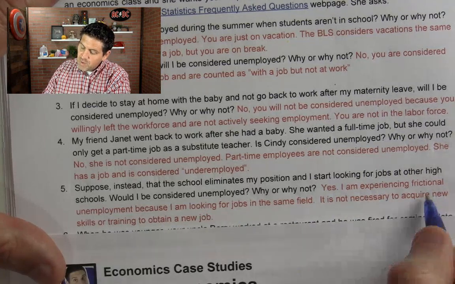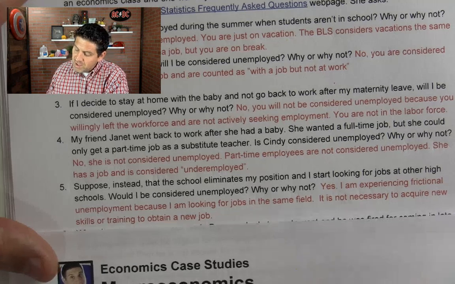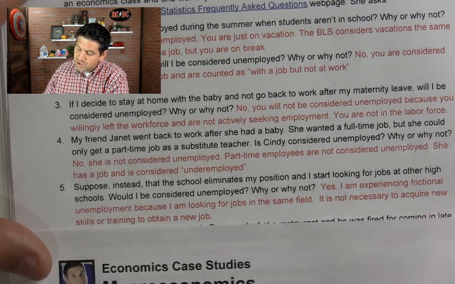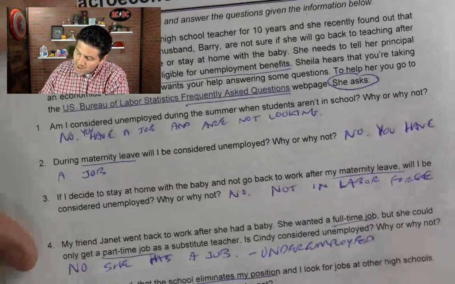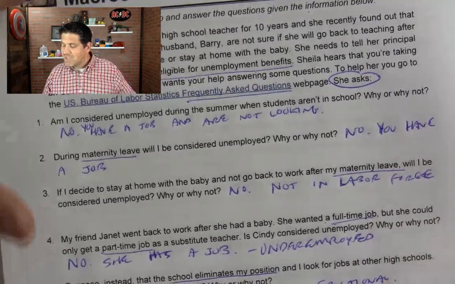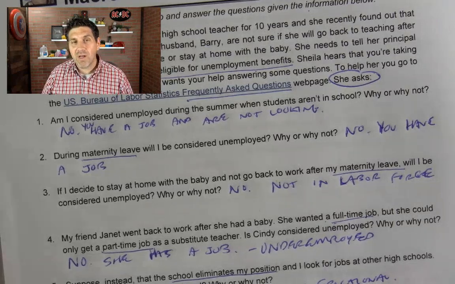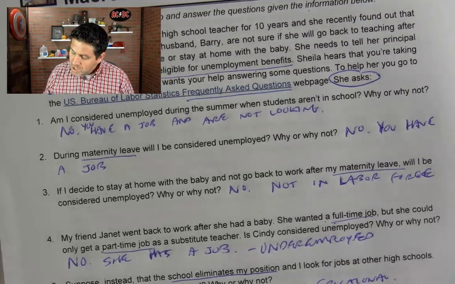This is why I wrote frictional, because I'm looking for a job in the same field and not necessarily to acquire new skills or training. So for this one, I wrote you're frictionally unemployed. And it makes sense. We don't have enough information to determine why. If it was because of budget cuts and a poor economy, then that would be considered cyclical. You get the idea, though.